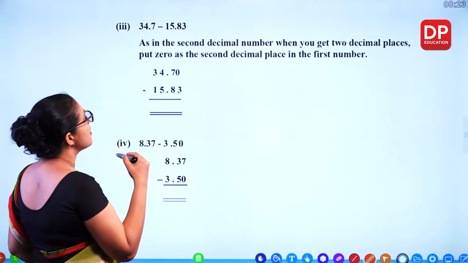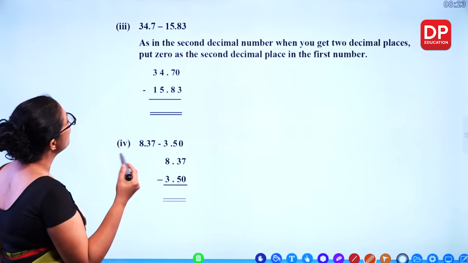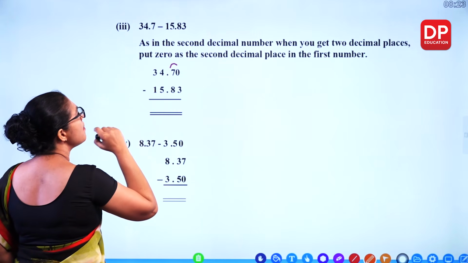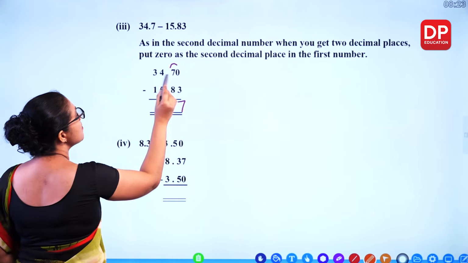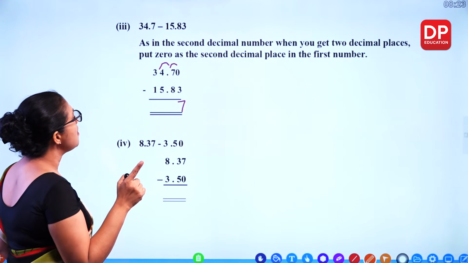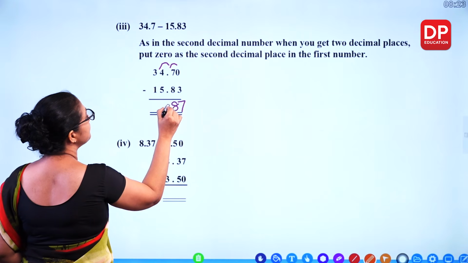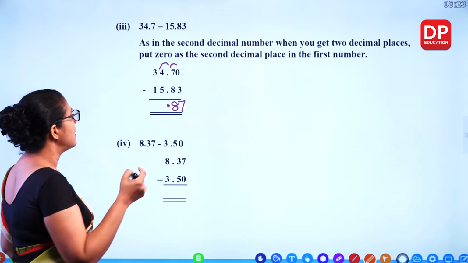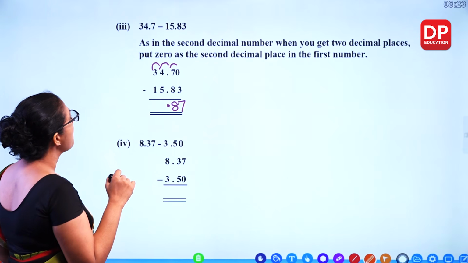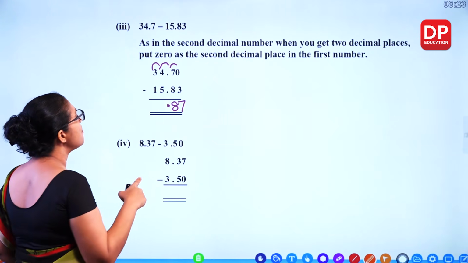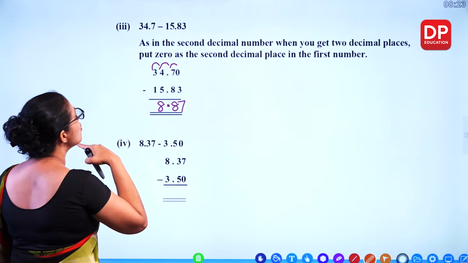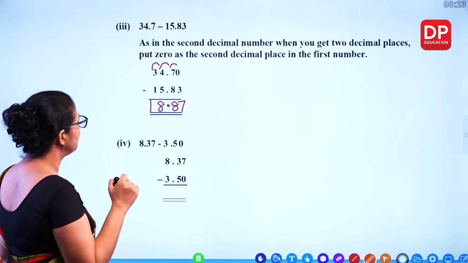Now you can subtract 34.70, 15.83. So subtract, you have to take 1 from here. 10 minus 3, that's 7. This becomes 6. You can't subtract, take 1. 16 minus 8, that's 8. This becomes 3. Again, you can't subtract, take 1 from here. So this is 3. So 13 minus 5, 8. And this becomes 2. 2 minus 1, that's 1.